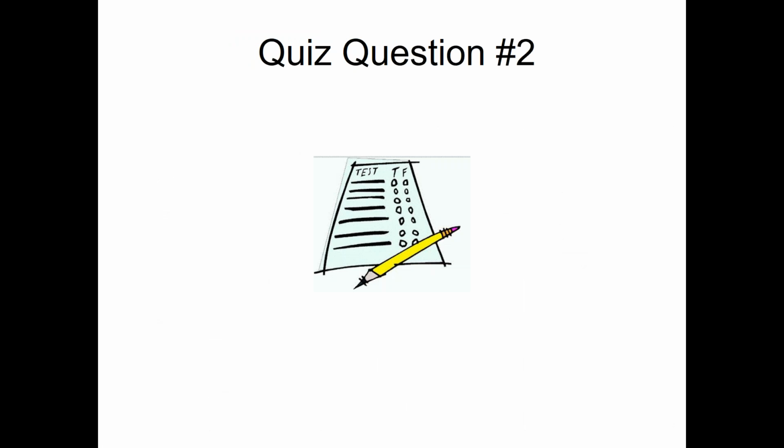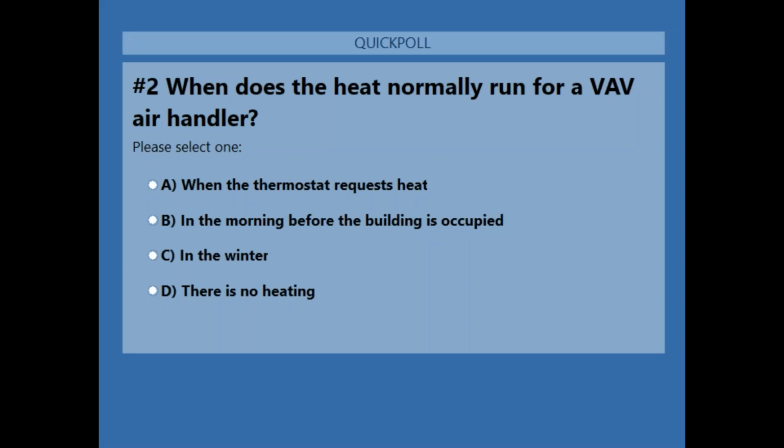All right, quiz question number 2. And I mentioned this twice, so we should be able to get this, right? When does the heat normally run for a VAV air handling unit? Your choices are when the thermostat requests heat, in the morning before the building is occupied, in the winter time, or there is no heat. So on a normal VAV air handler, when am I going to energize that gas air handler heat, or that electric heater, or that hot water coil?